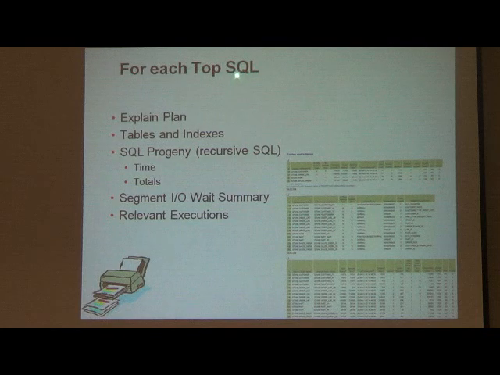And for the top SQL, in addition to the raw source plan, it's going to show you the explain plan, and some pieces like these tables and indexes. It's going to give you information about your tables, about your logs. Meaning, it's going to show you CBO statistics, it's going to show you the columns, some extra pieces that we usually require for tuning. If you have recursive SQL, it's going to show you how much time is spent by the recursive SQL that was created because of your SQL. Is that clear? It's going to show you also segments, meaning tables, indexes, partitions, IO, wait summary.